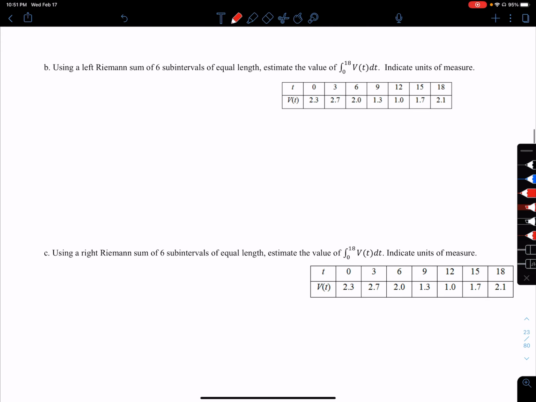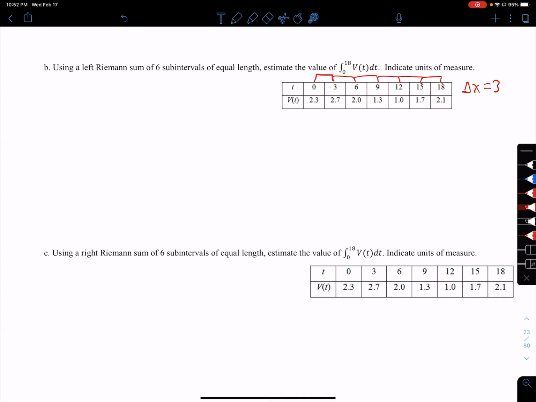Same table, I just copied it down here. Using a left Riemann sum of 6 subintervals of equal length, estimate the value of the integral of v of t from 0 to 18. Well, 6 subintervals. Let's see. There's 1, 2, 3, 4, 5, 6. Now, fortunately, each of these has a horizontal length of 3. So delta x is 3. It's not always the case that it's broken up evenly like this, but it is with this table.